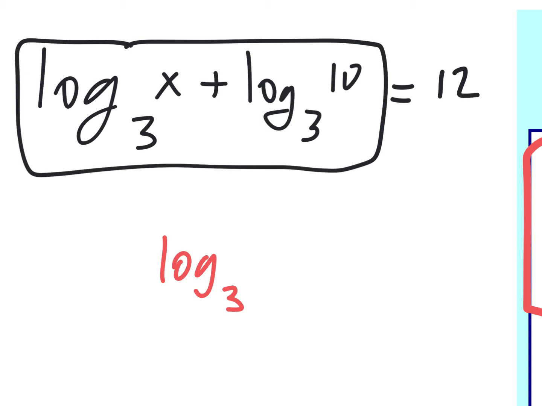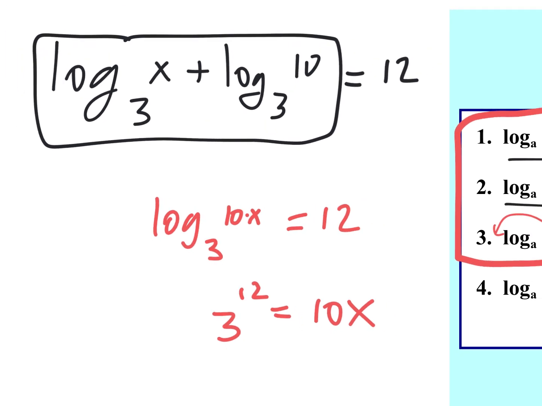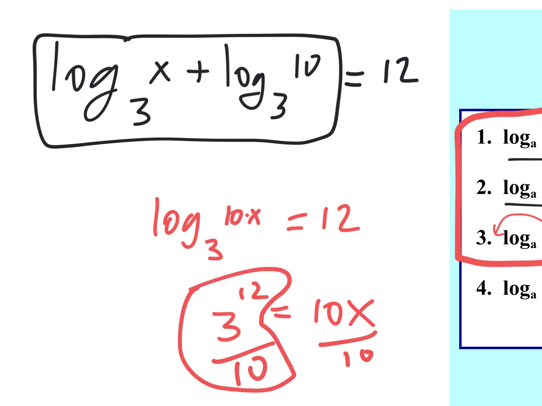Log base 3. I agree. x times 10 equals 12. And now why is this good? Because now I can rewrite it. Can you rewrite it? So 3 to the 12th equals 10x. Perfect. And see how we're really close to solving it? We just have to divide by 10 and we'd be done. That black one turned into this one, which I can just finish by dividing by 10. My answer is 3 to the 12th divided by 10.